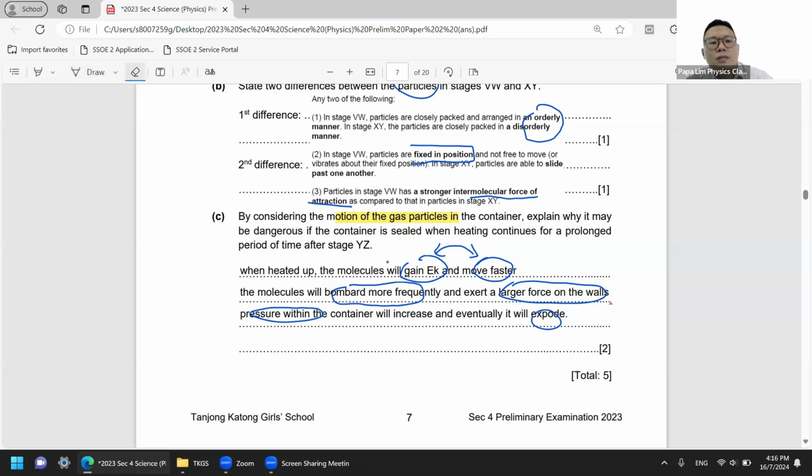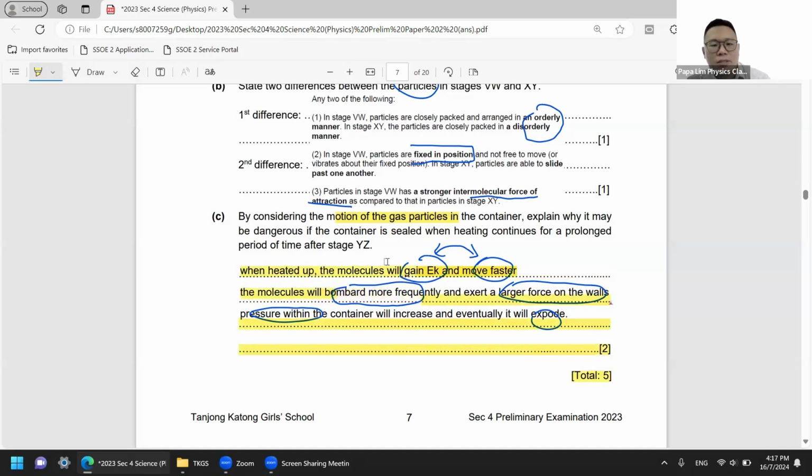So if you look at the keywords, although it's actually 2 marks, there are a few sets of keywords. Primarily, the first set will be the EK moving faster. This is one set. Usually, every time we write about kinetic energy, we need to end it off with the velocity. The second one is to tell me that the particles collide more often.